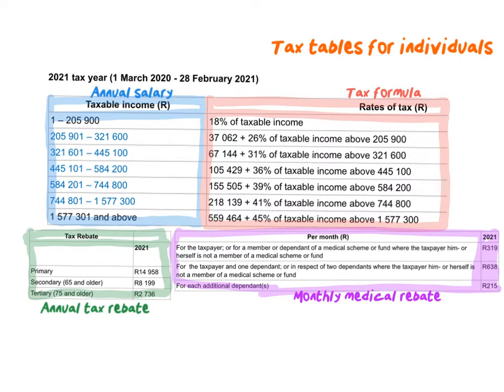These rates change every year, so in this tax table, you will see that it's for the 2021 tax year, and although we're not in 2021 just yet, the tax year runs from March to February. So from March 2020 to February 2021, these rates apply.